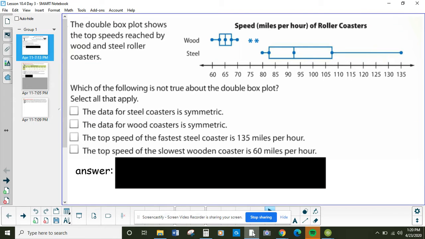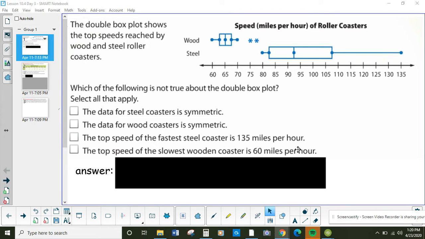All right, we're going to go ahead and start our lesson 10 for day 3 now. We're working on double box plots, or double box and whisker plots. I want you guys to go ahead and pause the video for a few seconds and read this question on your own. So it says here, we are going to answer a few questions.